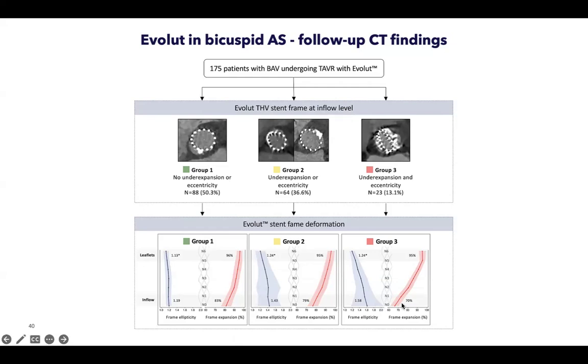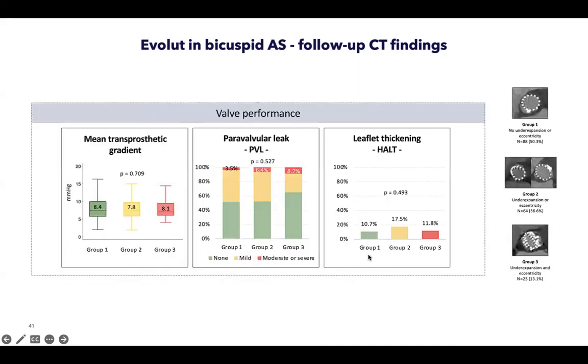Because even if at the inflow you have an extremely underexpanded elliptical stent frame, if you look at nodes 4, 5, 6, where the leaflets are of this Evolut platform, you see that the stent frame is actually 95% expanded and much, much less elliptical. So this, by the way, also translates into great hemodynamics. And you also see that the HALT rate, the leaflet thrombosis rate, which for SAPIEN in bicuspids went up to 30 and 60, 70%, stays very low, around 10%, with Evolut in bicuspid.